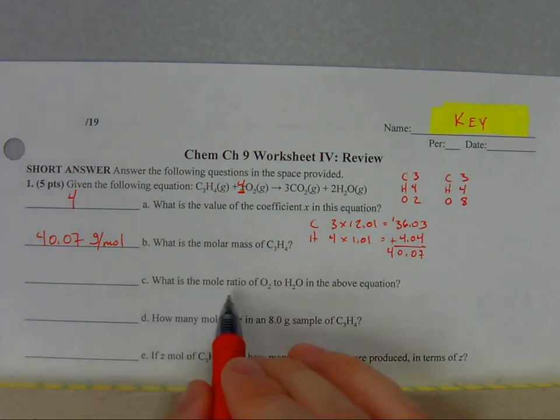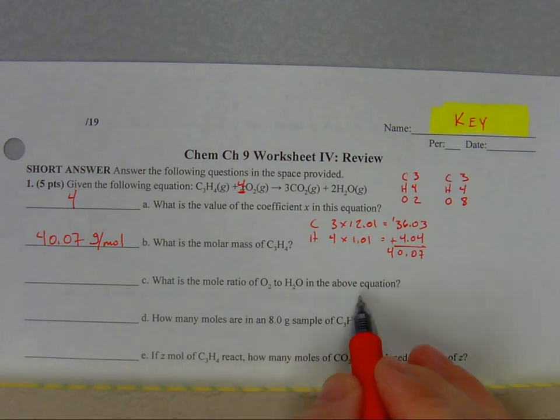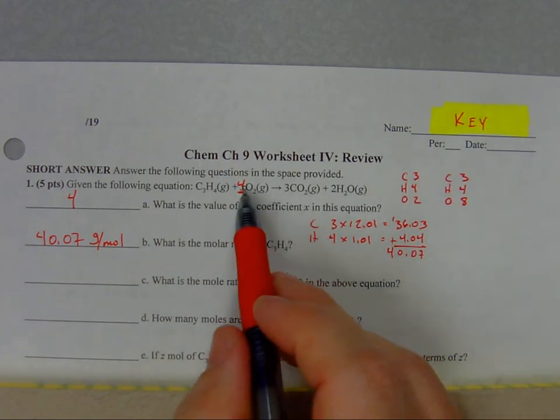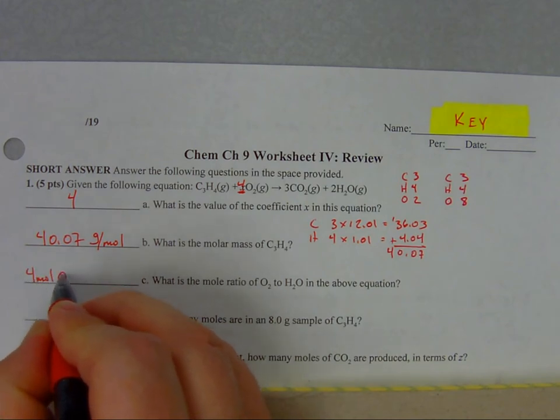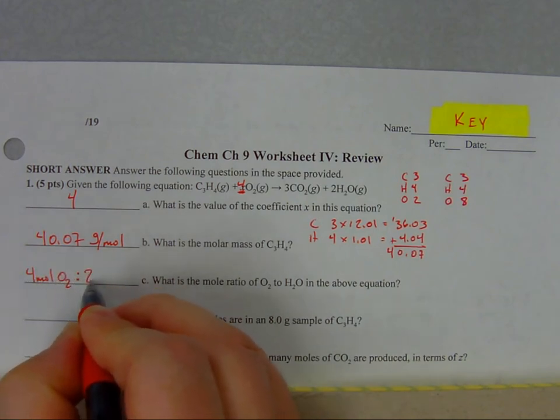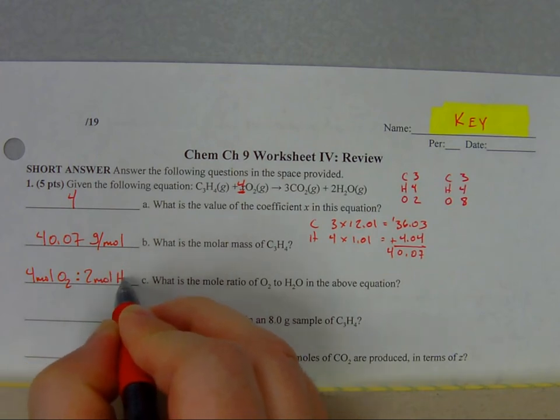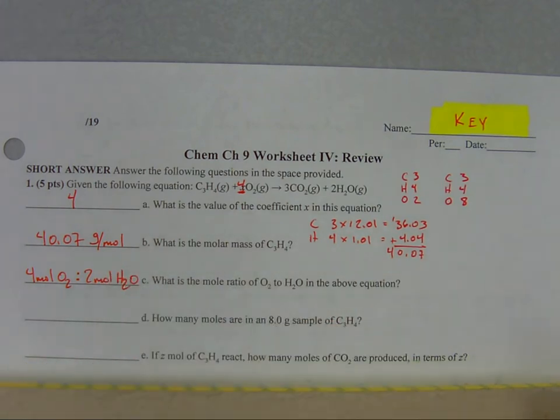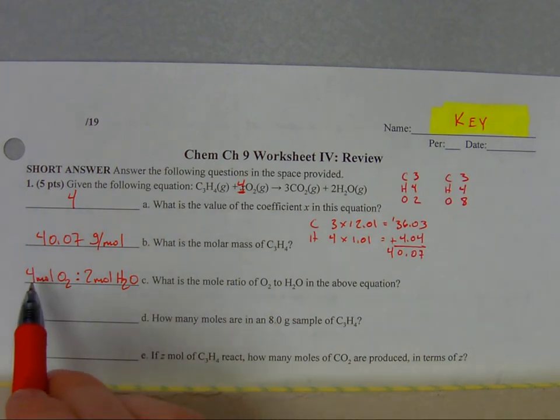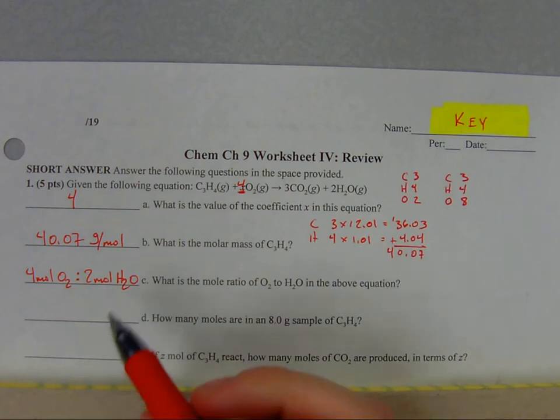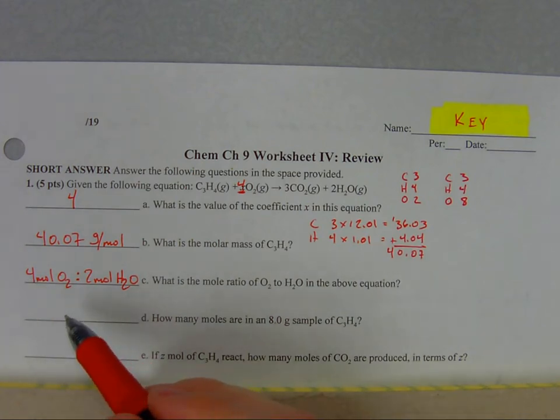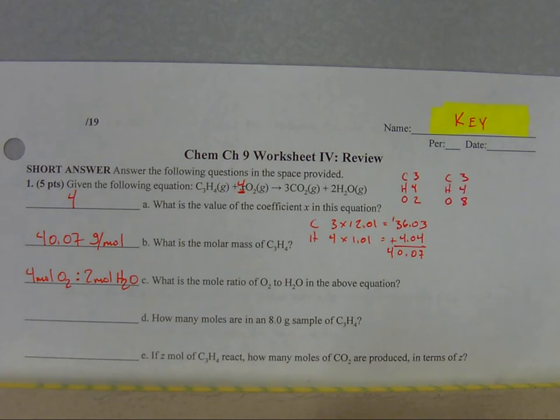Part C. What is the mole ratio of O2 to H2O in the above equation? Now we just balanced this, so it's a 4 to 2. So 4 moles O2 to 2 moles H2O. Now someone's going to say, hey, can't you reduce this to a 2 to 1 ratio? You sure can, right? That's totally okay. If you plug a 4 to 2 ratio into your factor label method of dimensional analysis, it will not affect your overall answer, right? So that's totally okay.